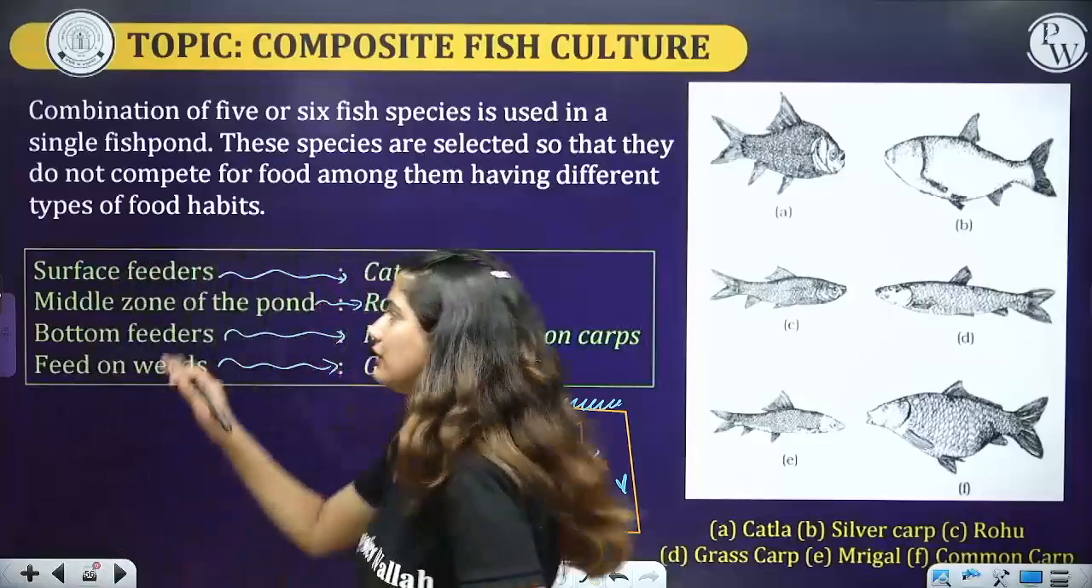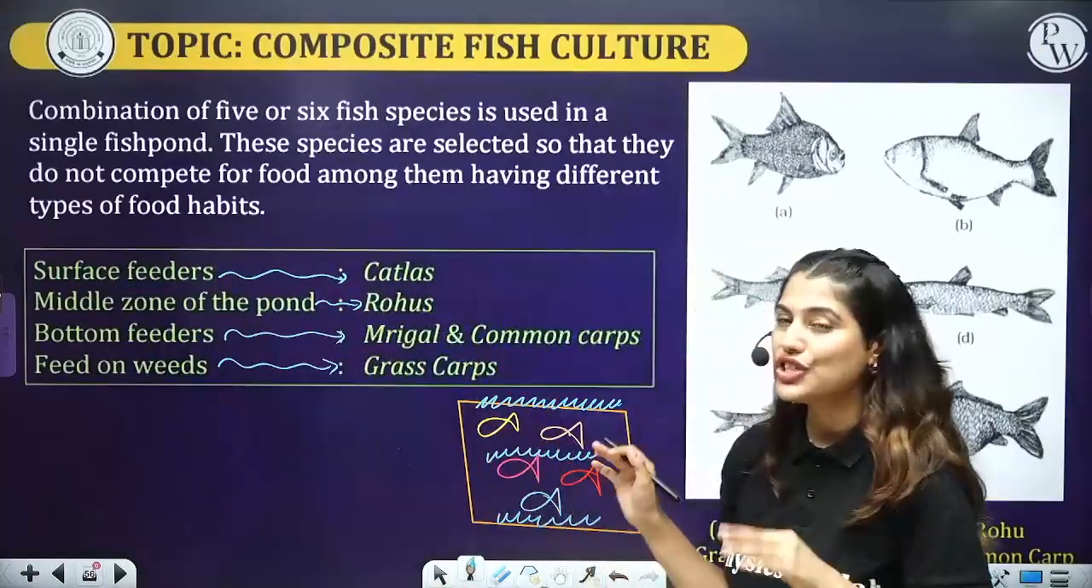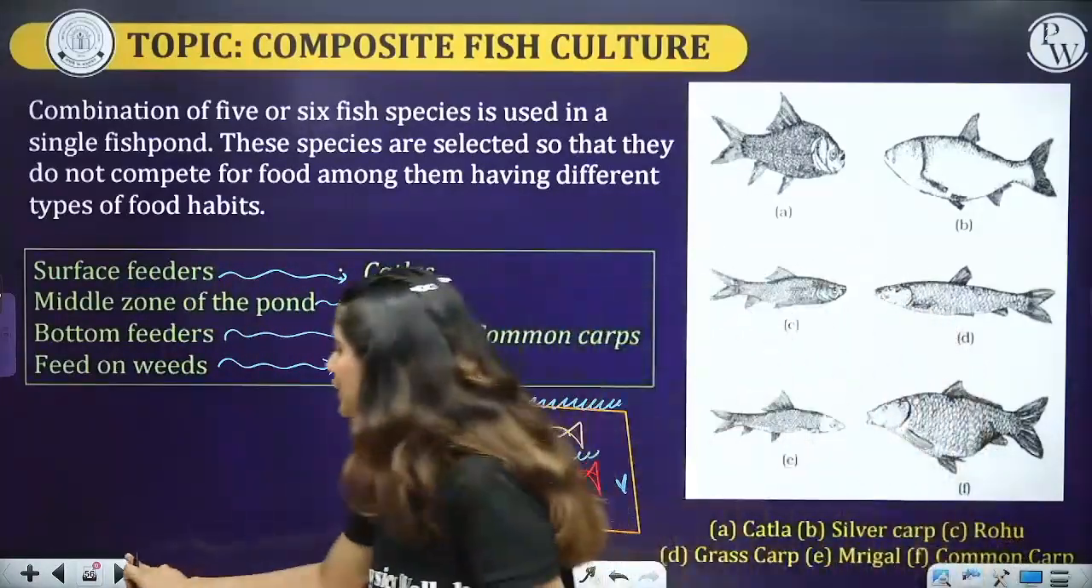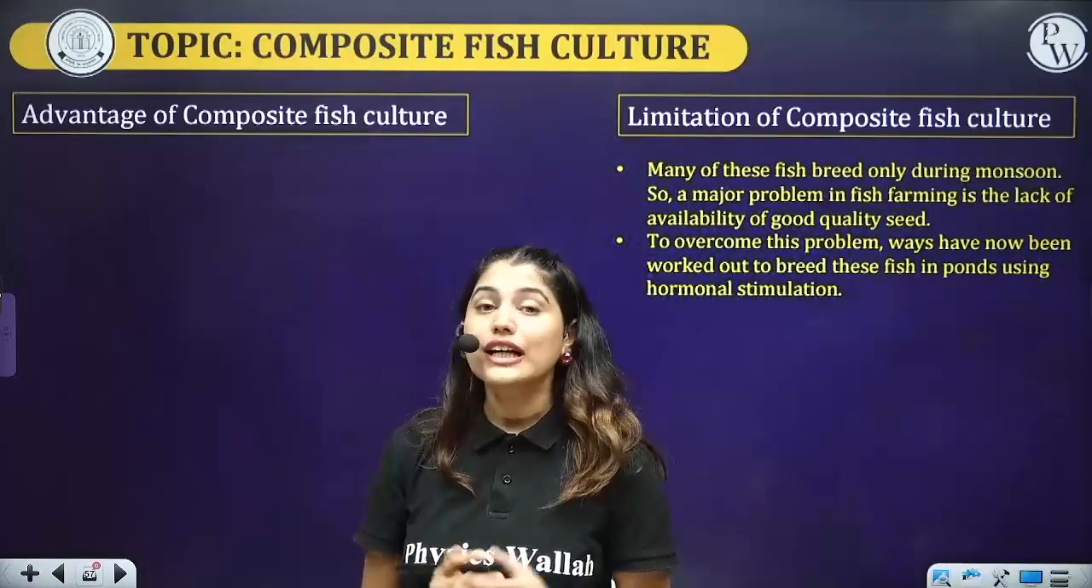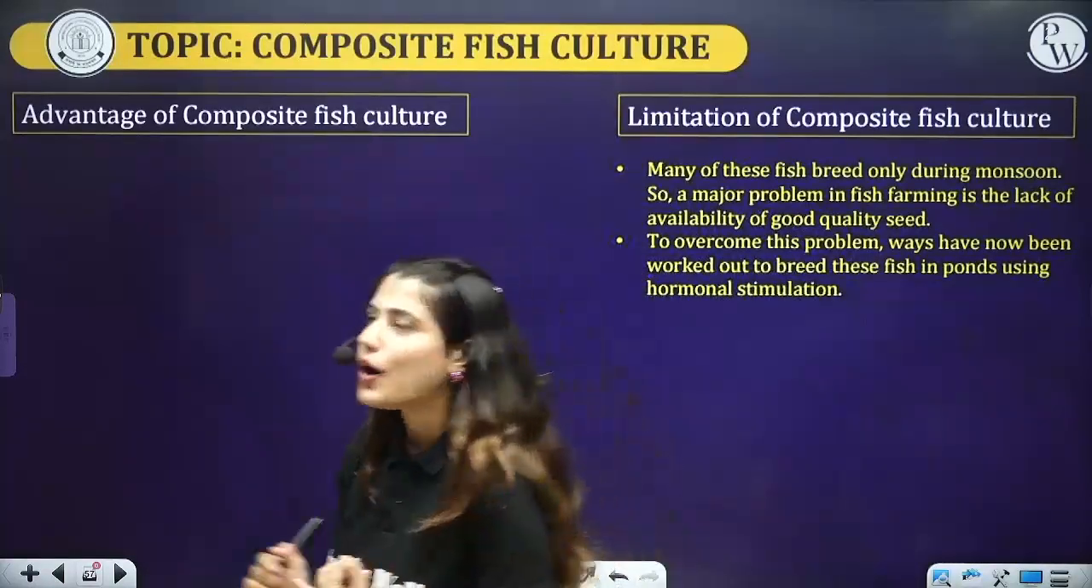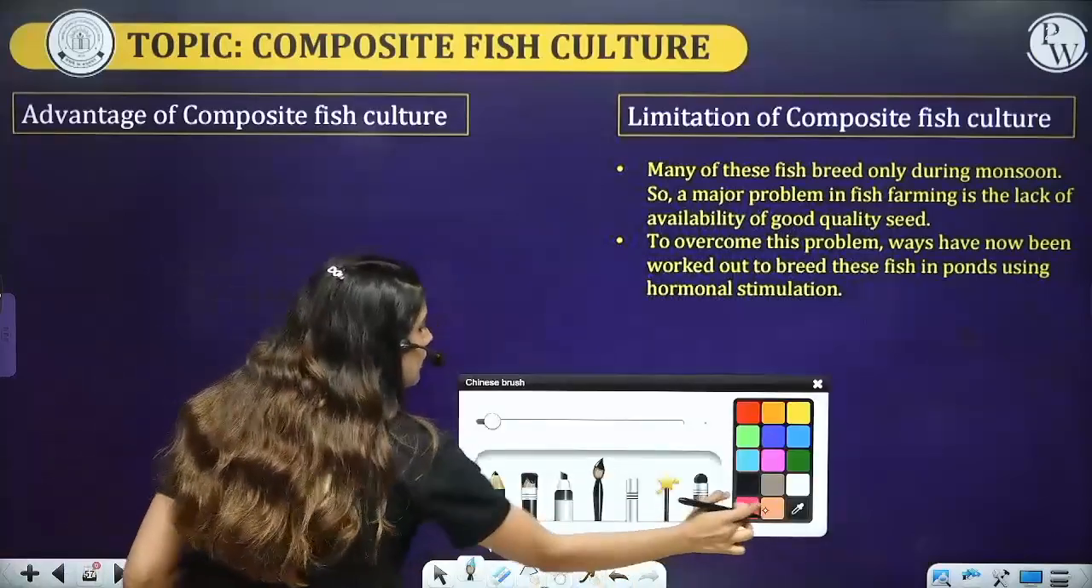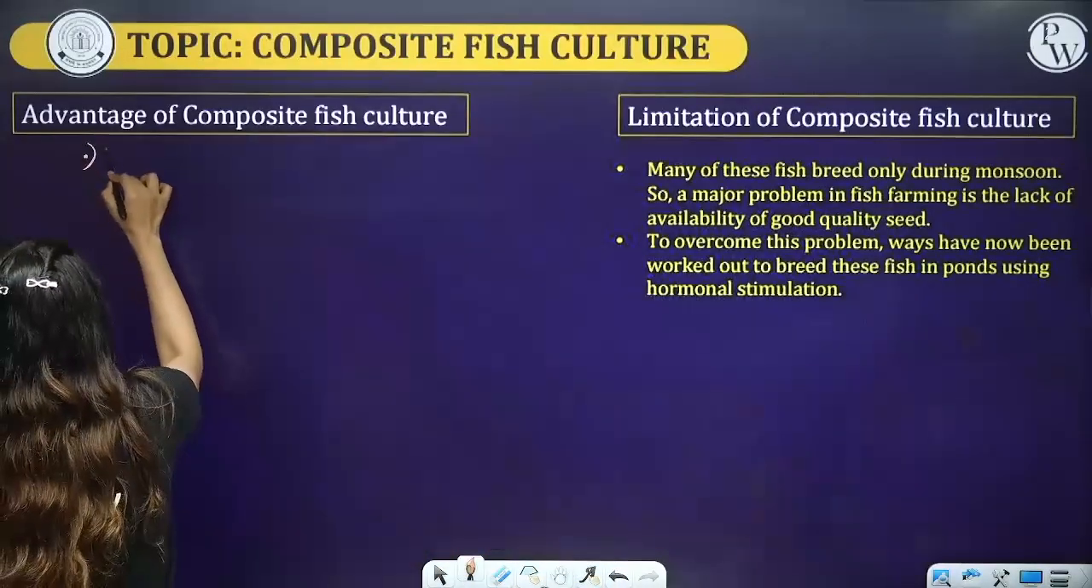Again, these can be asked: what are the different fishes? Very, very important concept, the composite fish culture. Now what are the advantages of this particular fish culture? The advantage is there is no competition for food.